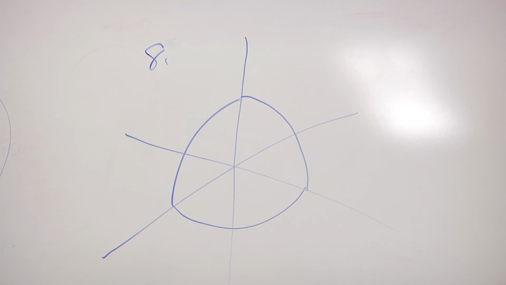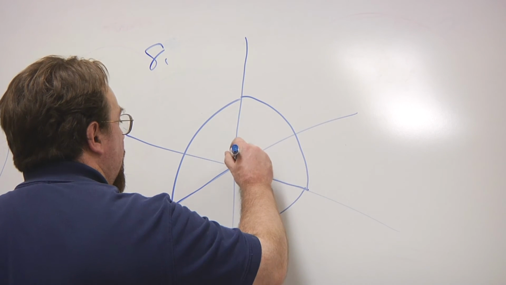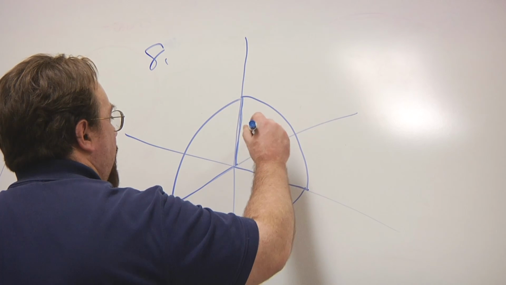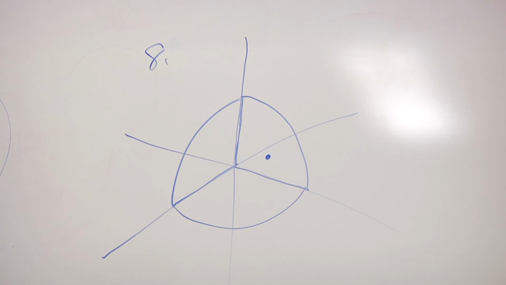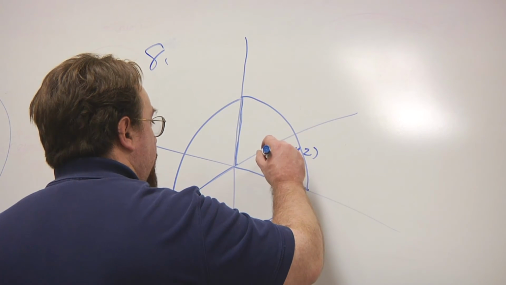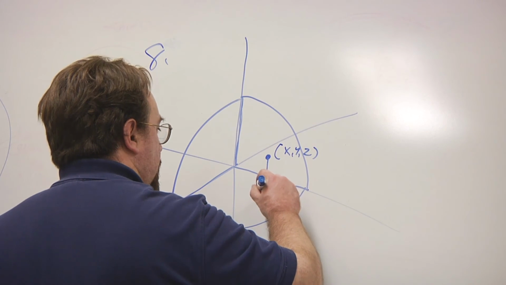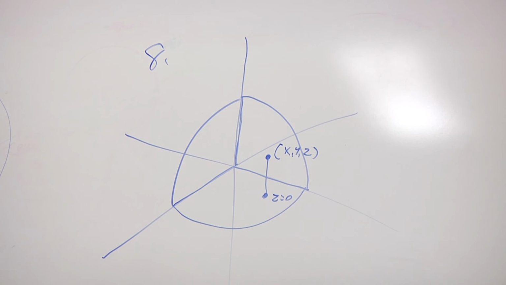Okay, so if you see which values of r, theta, and phi count for this, and then if you have any point that's within this, the density is the distance between the point (x, y, z) and then the base, z equals 0. So that is your density function.